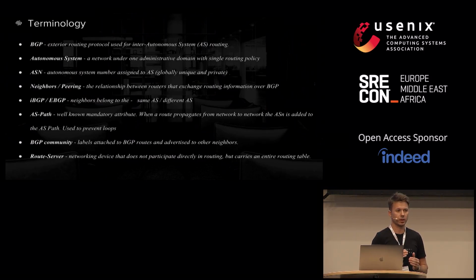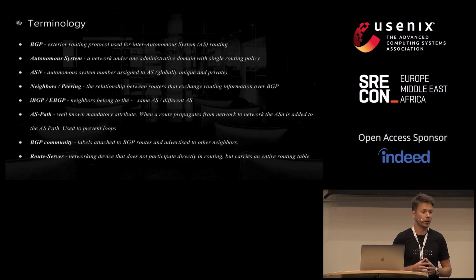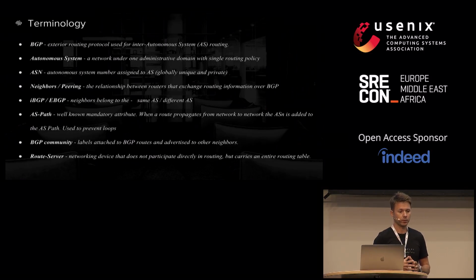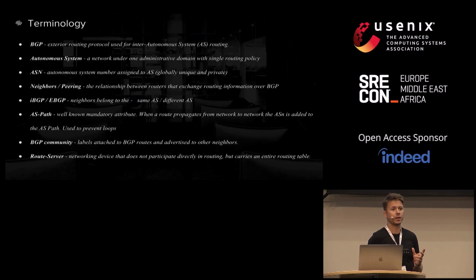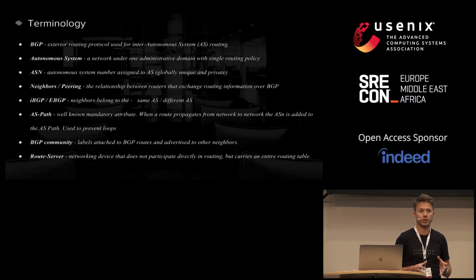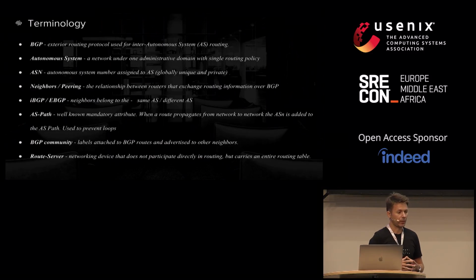So I'd like to go over a few terms for those who may not be familiar, to get everybody on the same page. BGP is a routing protocol for routing between autonomous systems. An autonomous system is a collection of networks under the same admin domain with a single routing policy. Autonomous system number is the number that is assigned to an autonomous system. There are globally unique numbers, and there are private numbers that are used in internal networks. BGP neighborship or peering is the relationship between two systems that talk BGP. The session runs over TCP port 179.